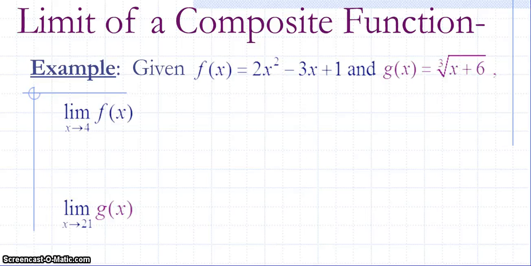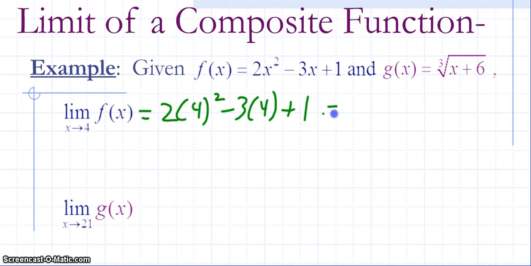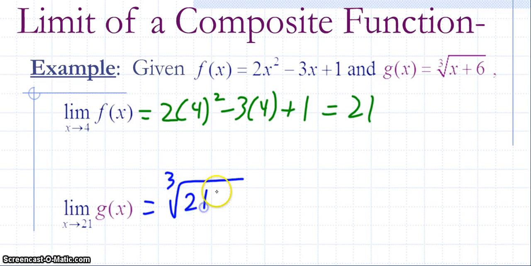So now we're going to look at the limit of a composite function. So if you're given f of x is 2x squared minus 3x plus 1, and g of x is the cube root of x plus 6. First, let's find the limit as x goes to 4. So the limit as x goes to 4, we can do direct substitution. And that's 21. Now, what is the limit as x goes to 21 of g of x? So again, direct substitution. So 21 plus 6 is 27. The cube root of 27 is 3.